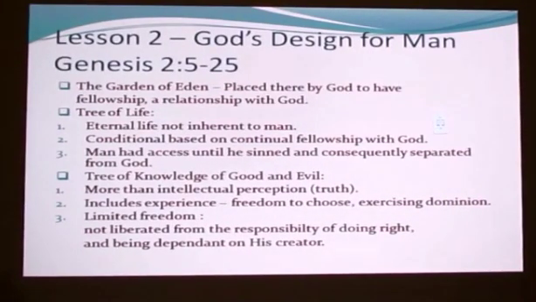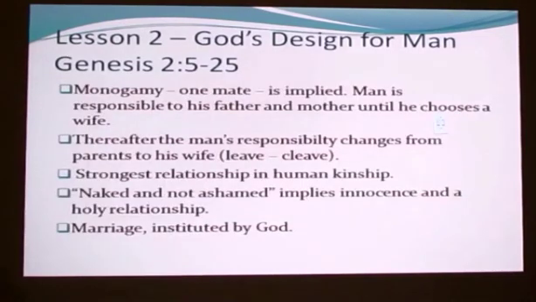Okay. Then also very important, with the tree of knowledge, it also signifies that he is not liberated from the responsibility of doing right. Even though there is a possibility of doing wrong, he is not liberated from the responsibility of doing right. And being dependent on his Creator.